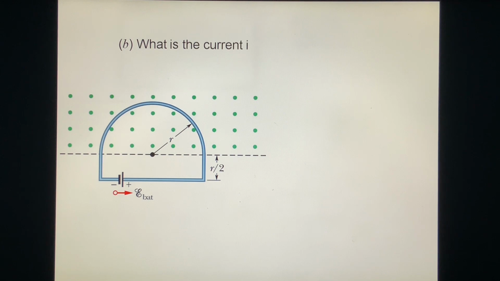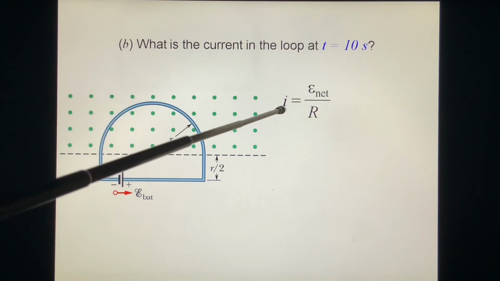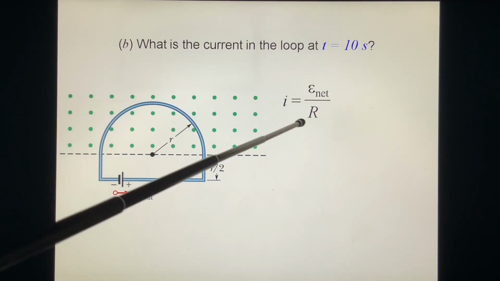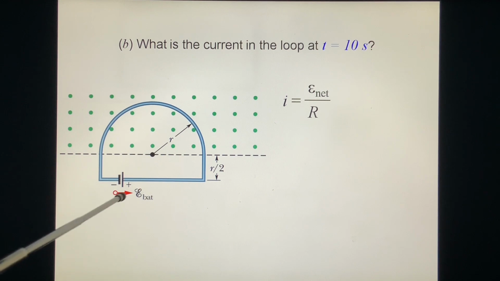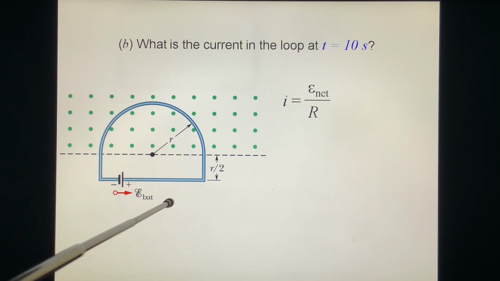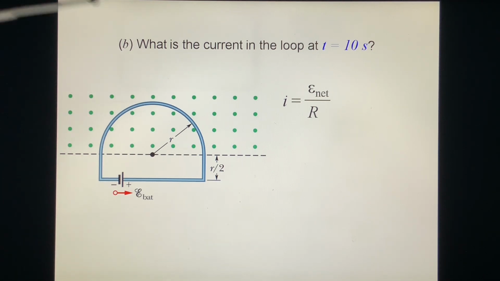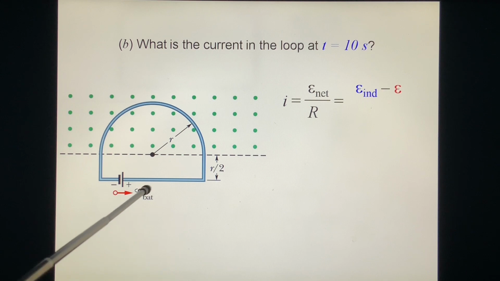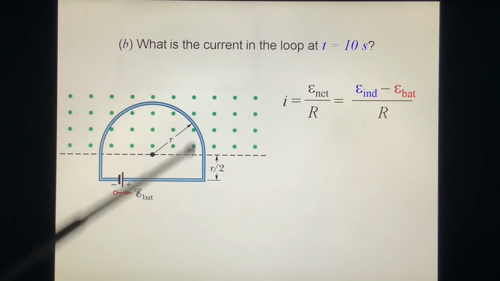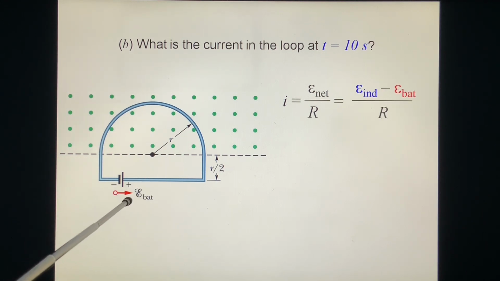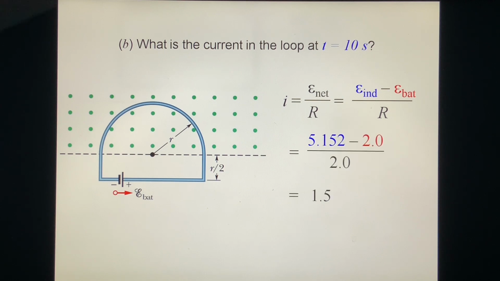Question B. What is the current in the loop at 10 seconds? This is I equals epsilon net over R. Remember, we have a connected actual electromotive force, and this is its direction, and our direction is clockwise. So we look at the clockwise direction. This is E induced minus E battery. This direction is clockwise.